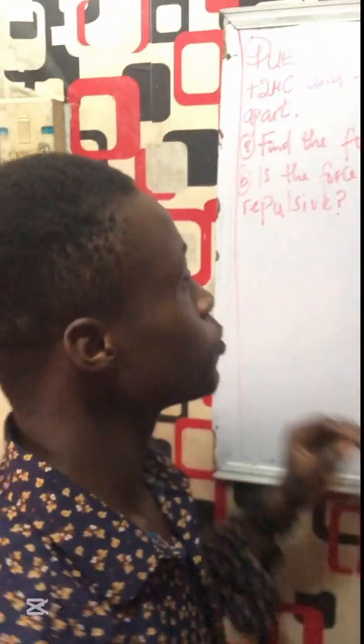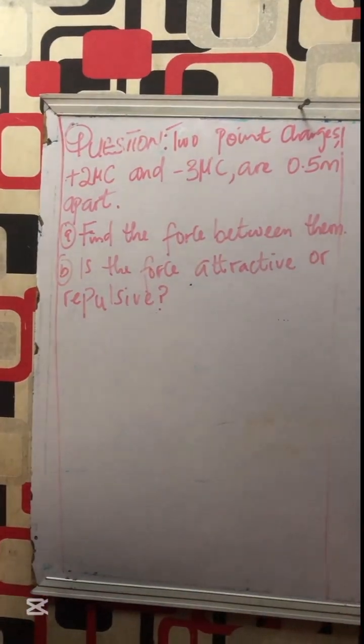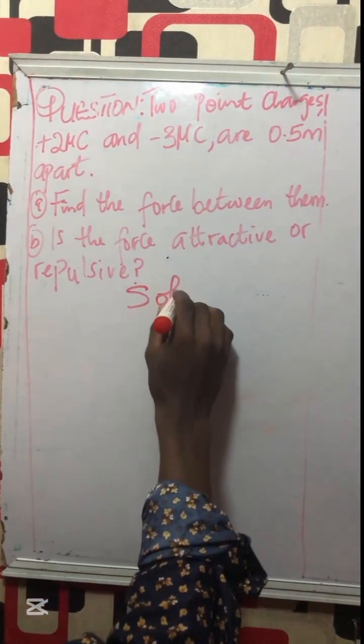So before we can know B, we have to do what? We have to solve for our A. So now let's go with that. Solution.